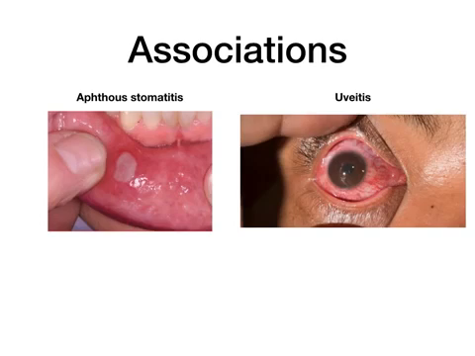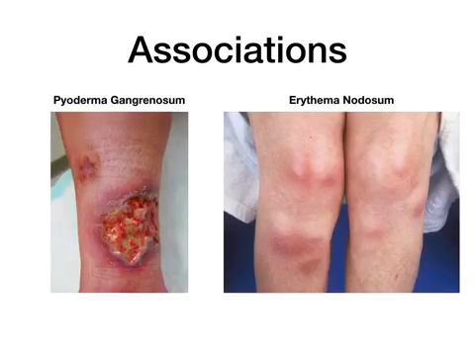Uveitis, another classic association with inflammatory bowel disease. There are spondyloarthropathies that occur associated with different inflammatory bowel diseases. So don't forget, can't see, can't pee, can't climb a tree. That could all be associated with inflammatory bowel disease, but the classic symptom is uveitis. So if you see uveitis, start to think of either Crohn's or ulcerative colitis. Very, very high yield ones here.